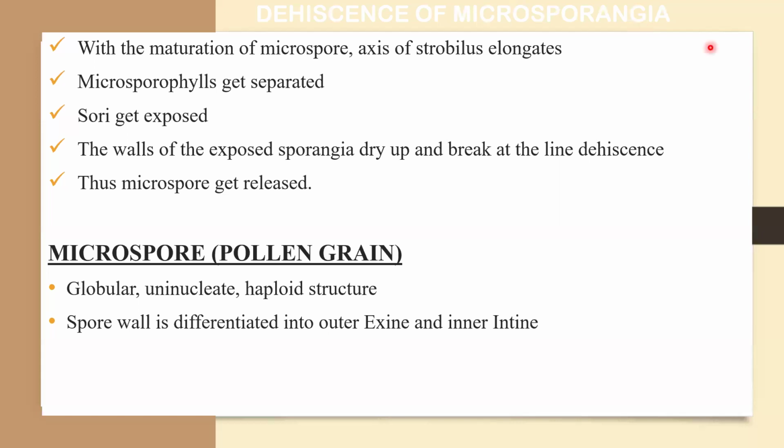Now comes the time of dehiscence. With the maturation of microspores, the axis of the strobilus elongates and the microsporophylls get separated. Sori get exposed and the wall of the exposed sporangia dries up and breaks at the line of dehiscence, releasing the microspores. The microspores are globular, uninucleate, and haploid structures, where the spore wall is differentiated into outer exine and inner intine.